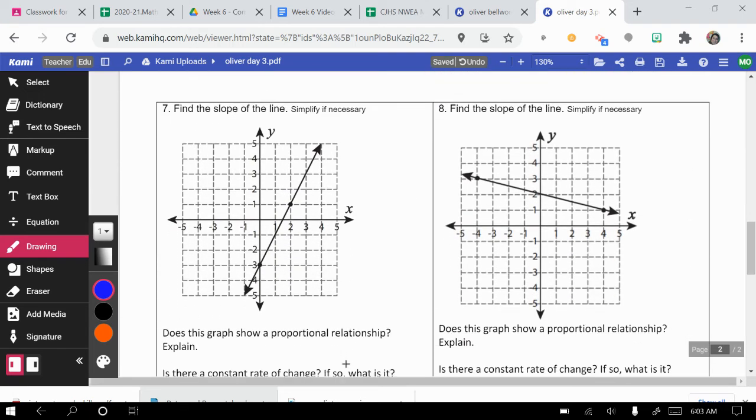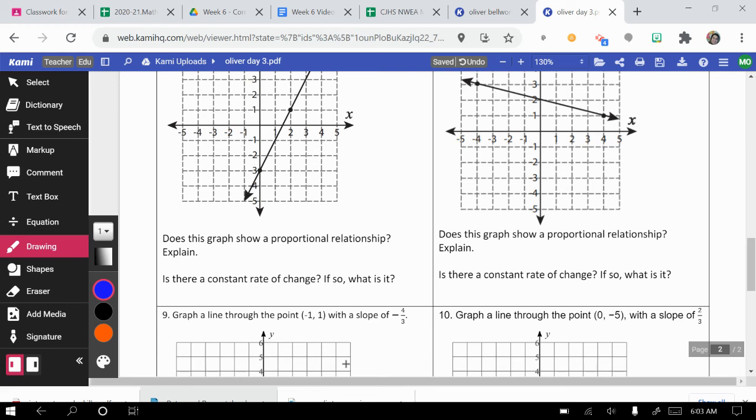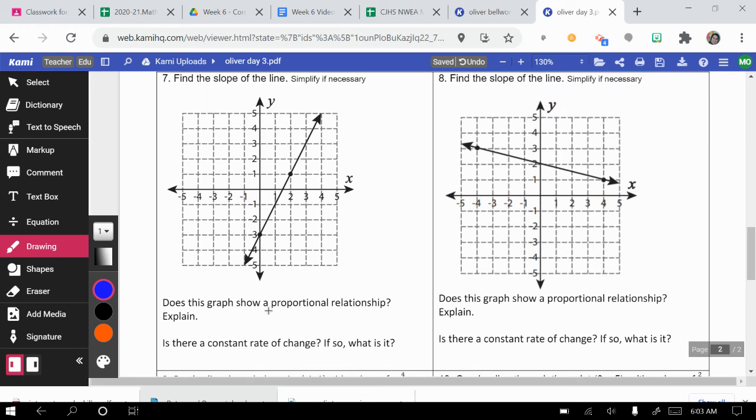Okay, find the slope of the line. Then, does this graph show a proportional relationship? Explain. And then is there a constant rate of change? If so, what is it? So we already have the ordered pairs given for us to find our slope. So we went 1, 2, 3, 4. So we went up 4 and over 2. Remember, it is always rise over run. So went up 4 and over 2. That becomes a 2. That's your slope, 2.